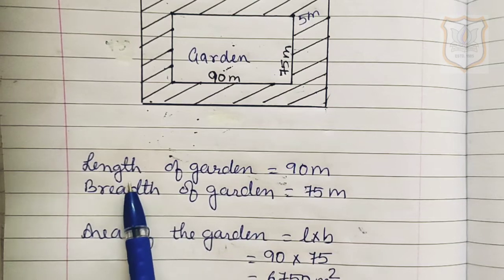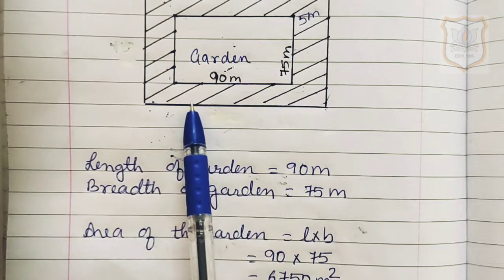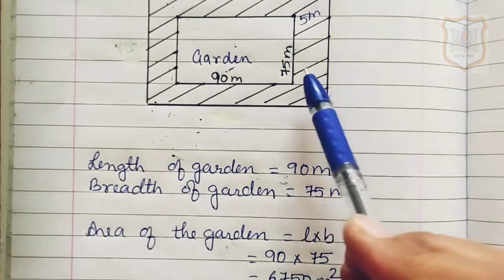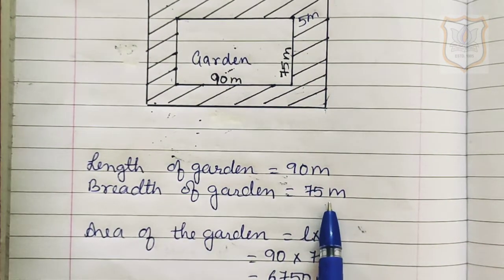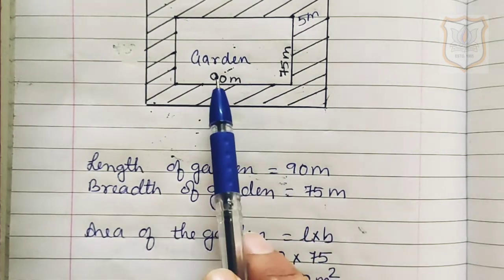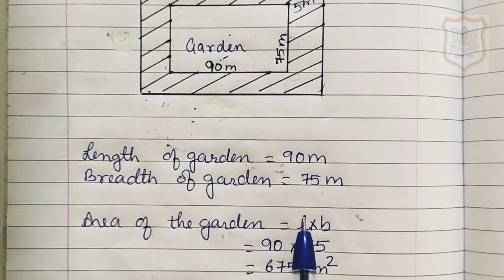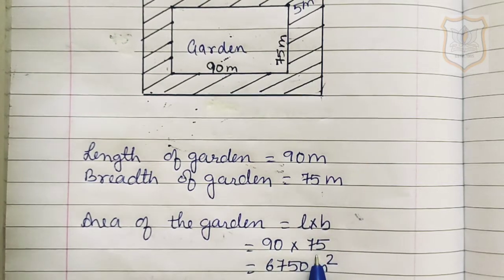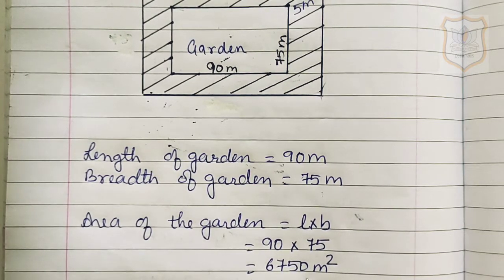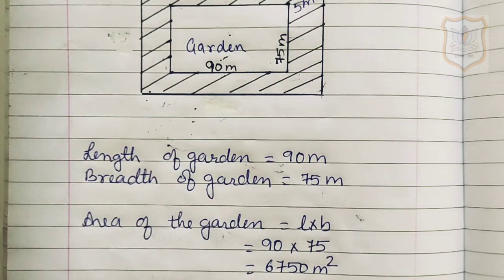Now students, length of the garden is equal to 90 meter. It's given in the question that the length of the garden is 90 meter and breadth of the garden is 75 meter. First we will find out the area of the garden. So area of garden equals length into breadth, as the shape of the garden is rectangular. So students, here length is 90 and breadth is 75. By multiplying 90 and 75, we will get 6750 meters square. Therefore, the area of the garden is 6750 meters square.